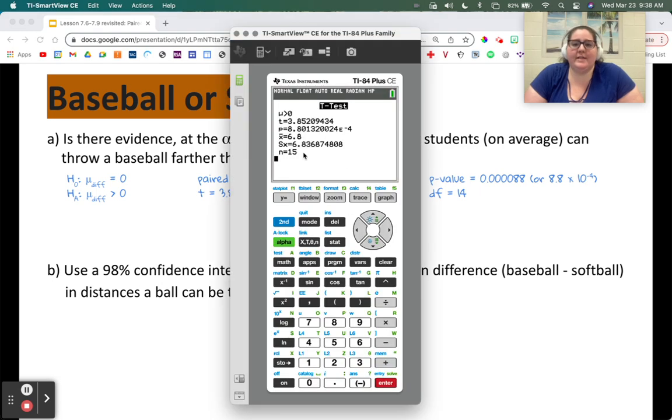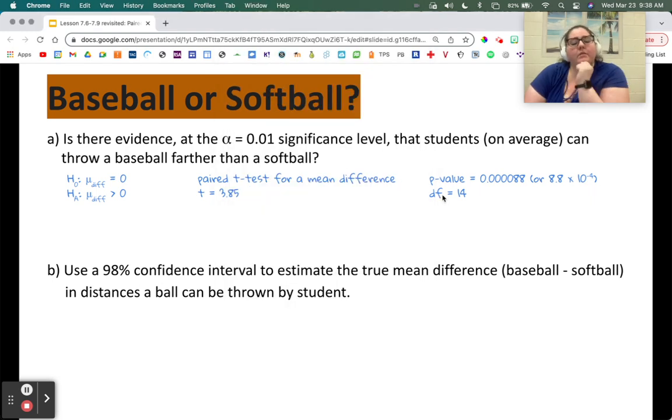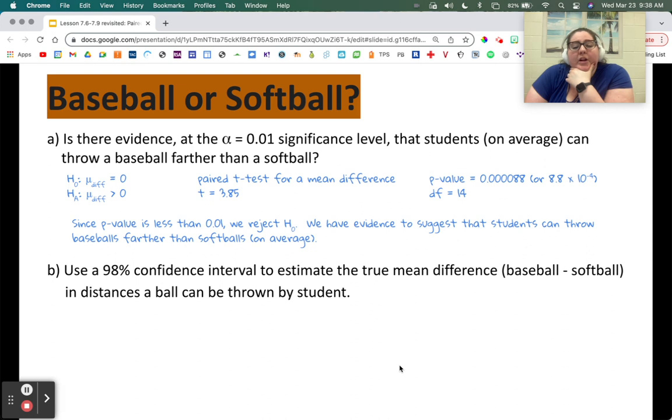We also want to make sure and write down our degrees of freedom. 14, n minus 1, same degrees of freedom as for a one sample since it's essentially just a one sample procedure. Then we write our conclusion. Since our p-value is very much less than alpha of 0.01, we reject the null. We have evidence of our alternate that students can throw baseballs farther than softballs on average, or that the baseball distance is on average bigger than the softball distance, however you want to say that. Again, that conclusion should have the word mean or average in it somewhere since we're talking about an average.